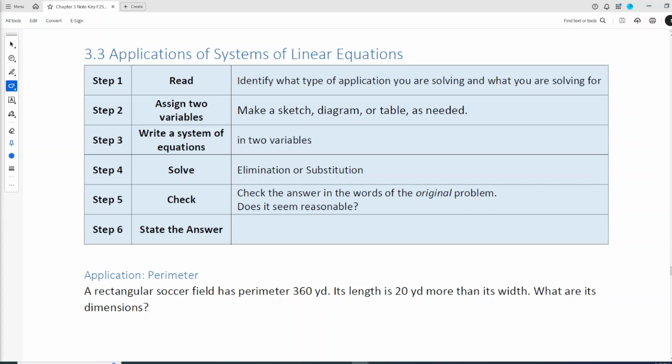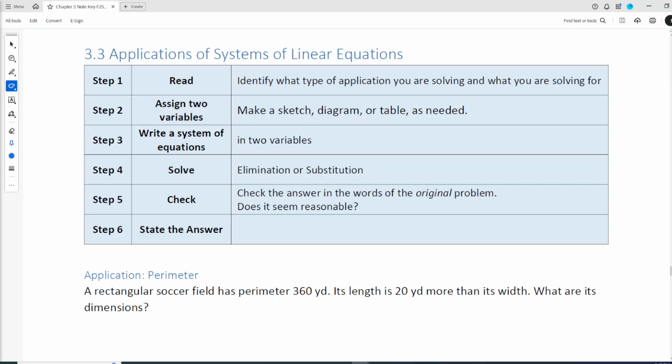So now we get to the fun part of chapter 3, which is applications, right? So we've learned how to solve a system of equations. Now we have to learn how to set up a system of equations based on an application and then how to solve that application, which you already know how to do.